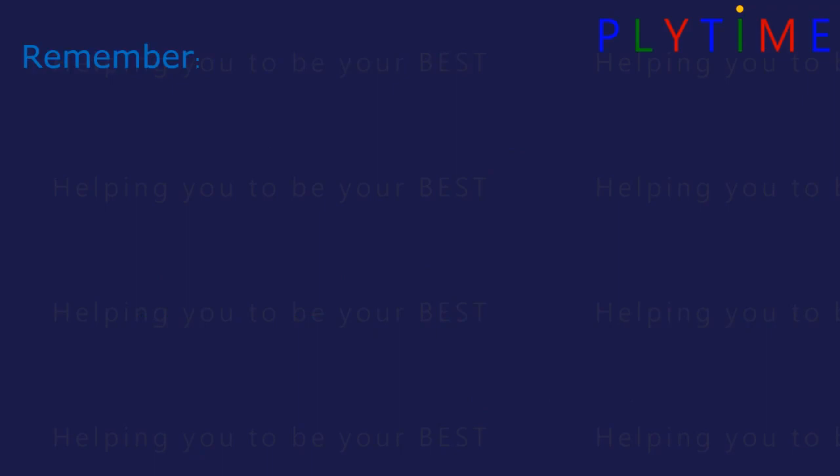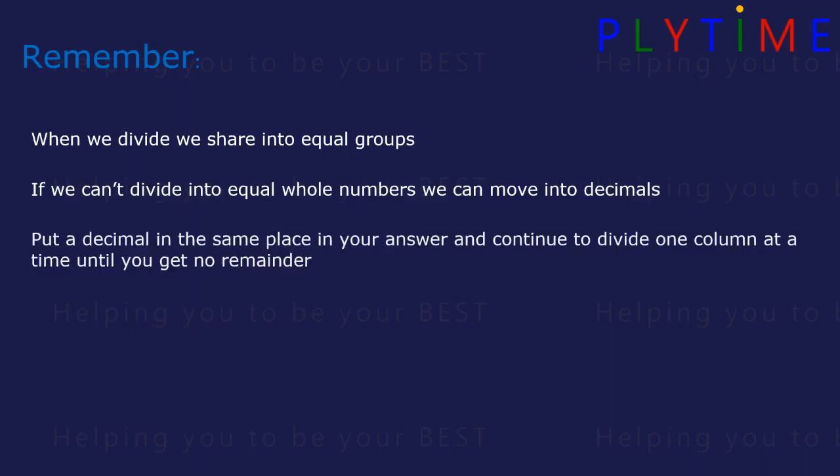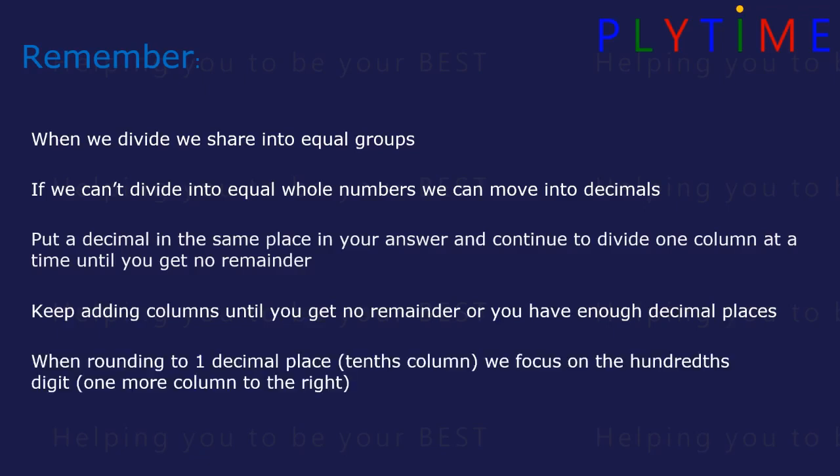Remember, when we divide, we share into equal groups. If we can't divide into equal whole numbers, we can move into decimals. Put a decimal point in the same place in your answer and continue to divide one column at a time until you get no remainder. And we keep adding columns until you either get no remainder or you have enough decimal places. When rounding to one decimal place, the tenths column, we focus on the hundredths digit. One more column to the right.